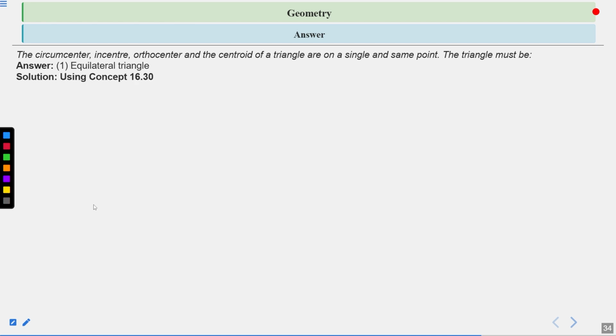Now see the detailed solution using concept 16.30. So we can say that in an equilateral triangle, all the centers lie on the same point. So the first one is the correct answer of this question. Next one.